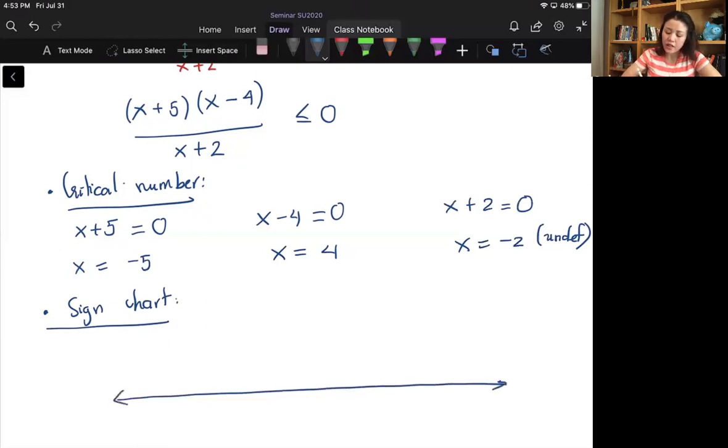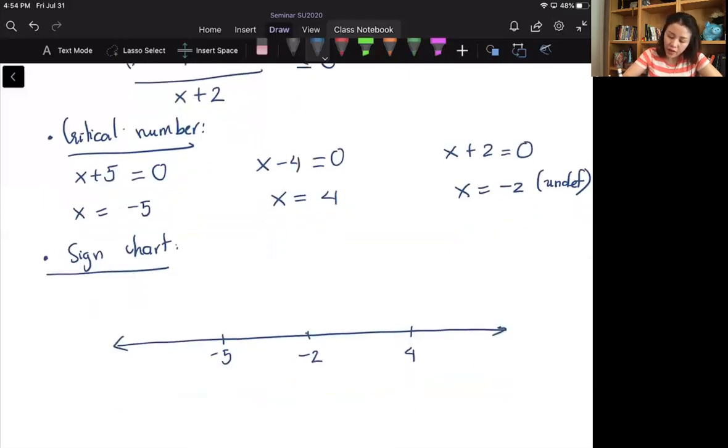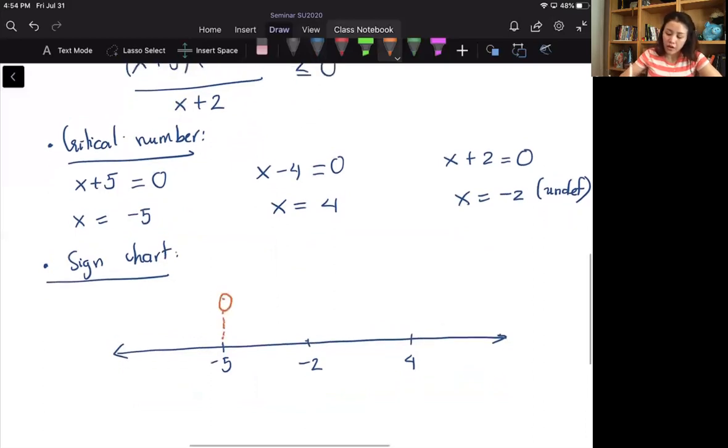Okay, and then I plug in these critical numbers here on the sign chart from smallest to biggest. So first one will be negative 5, and then negative 2, and then 4. At x equals negative 5, we have this thing equals 0, right? At x equals negative 2, this thing is undefined, right? So I put a U there just to remind myself not to touch negative 2. At x equals 4, the thing is also equal to 0, right? So again, I divide my number line into 1, 2, 3, 4 regions, right?